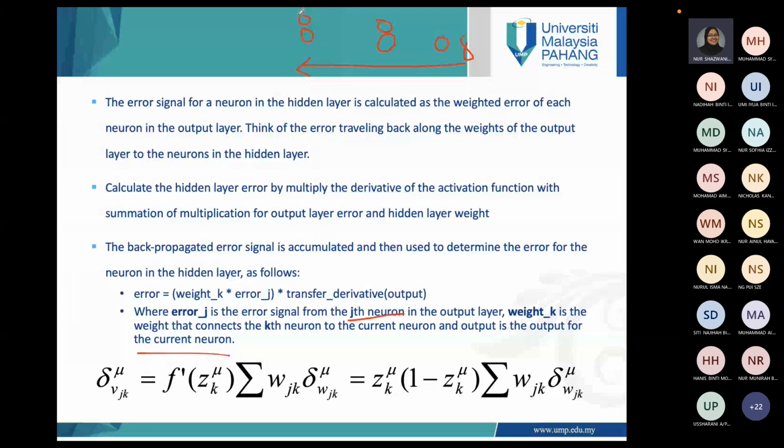Neuron i refers to the flow from the input through the hidden layer to the output. Input, hidden layer to output is one neuron, and input, hidden layer to output is the second neuron.